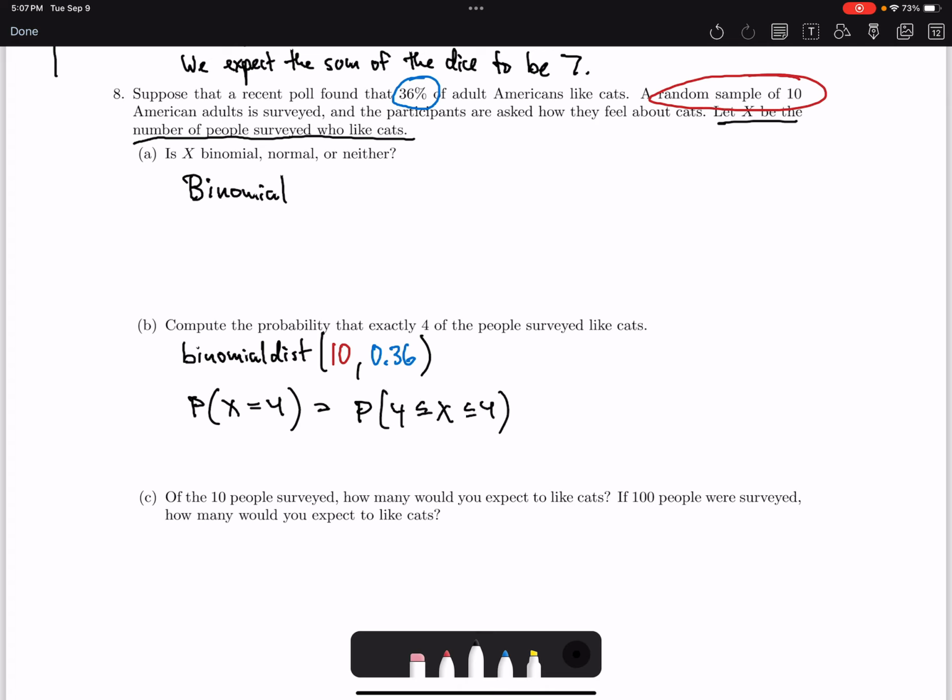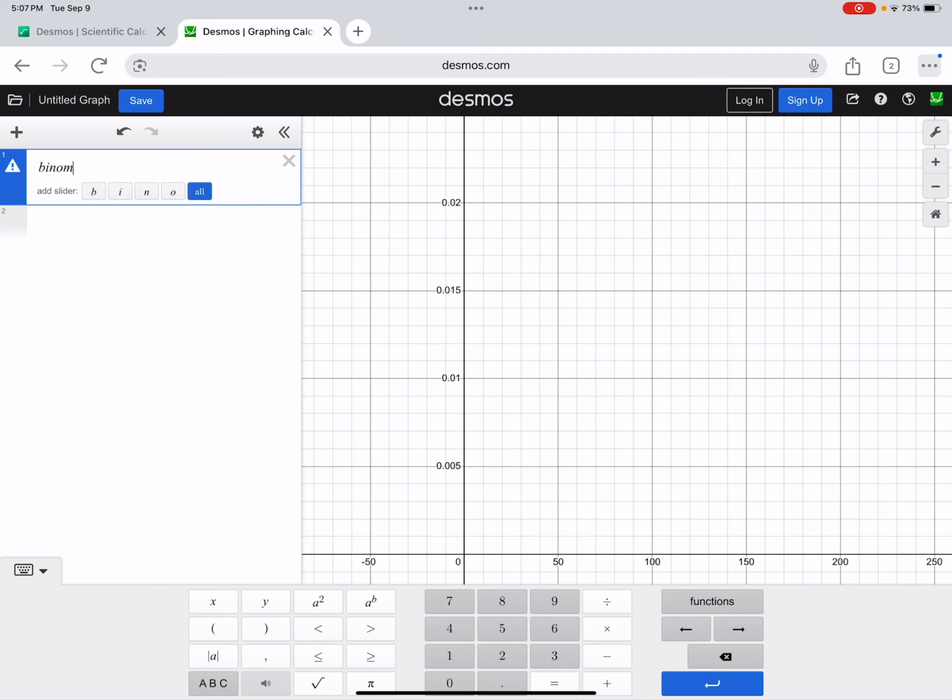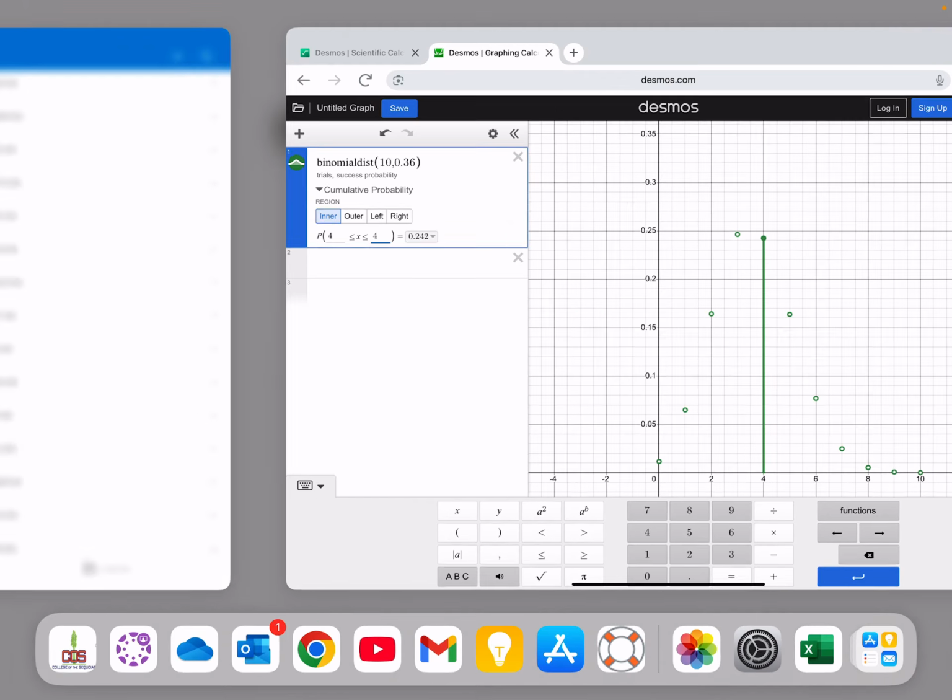Let's see what we get. Binomial dist, sample size of 10, probability of success of 0.36. And let's zoom in on that and compute cumulative probability. We want the probability X is between 4 and 4. So there you go, right? The probability X equals 4 is about 0.242.